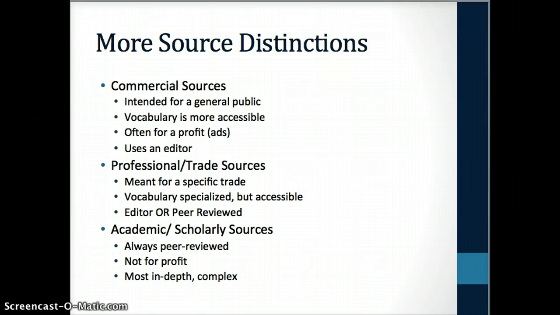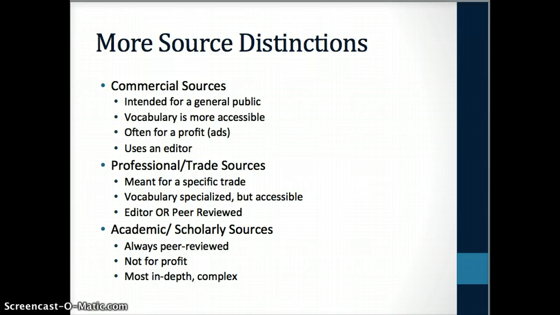Now, the next kind of source is a professional or a trade source. And you can usually find these at like Barnes & Noble under the special headings on the magazine rack. These are kind of sources like if you're a writer, there's certain writing magazines. So the general public's not going to pick up, but if you're trying to get published and you want specialized information, that's where you would go. They're meant for specific trades, and most types of businesses have their own magazine. The vocabulary might be specialized, so they'll be using the jargon of the business. But the thing is, the vocabulary will still be accessible.